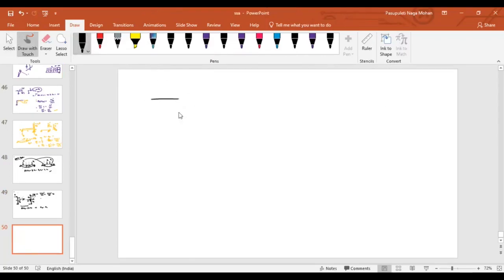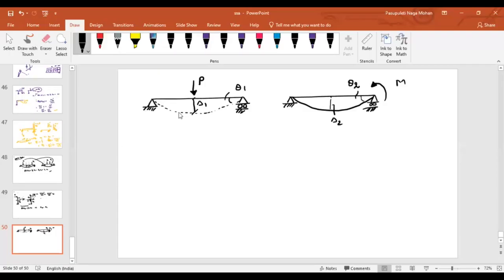Sometimes, can you apply the reciprocal theorem here? If you apply the reciprocal theorem, what equation can you write? What are the two cases we are discussing? The first case is P, and in the second case, you have to consider theta 2. So P into theta 2 will be equal to, considering the load in the second case, M into delta 1.